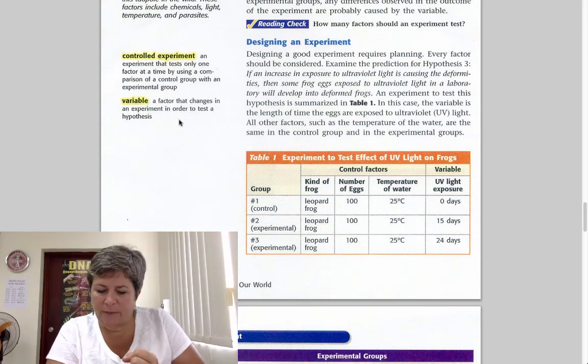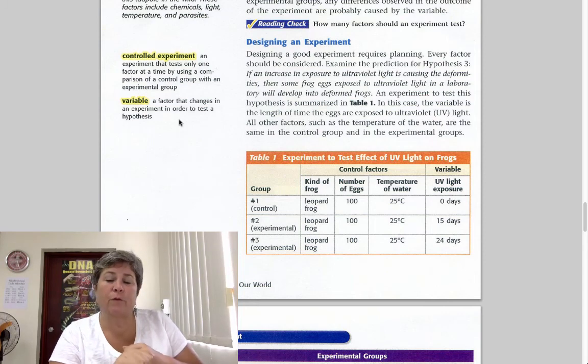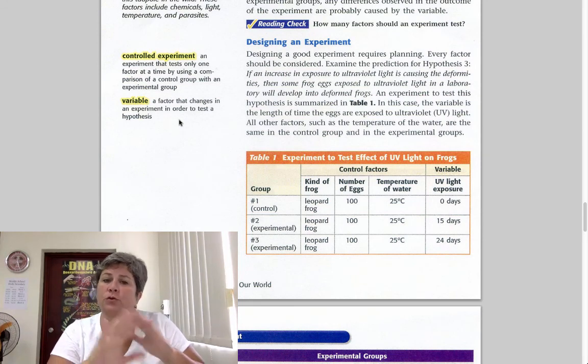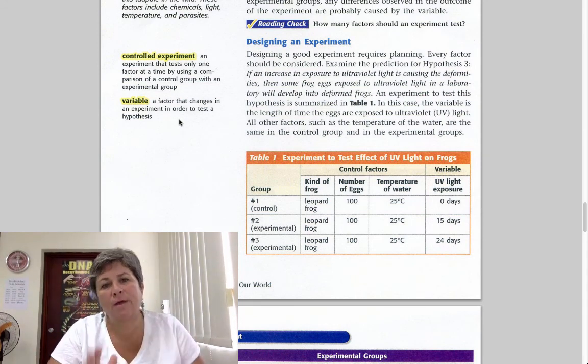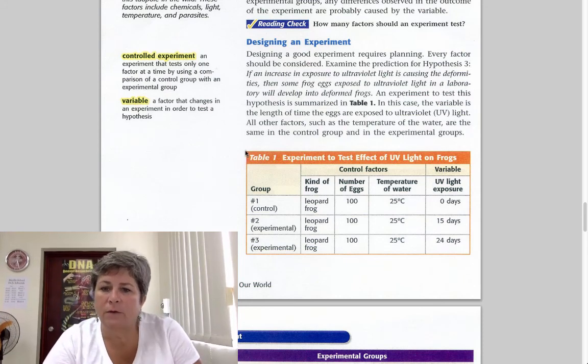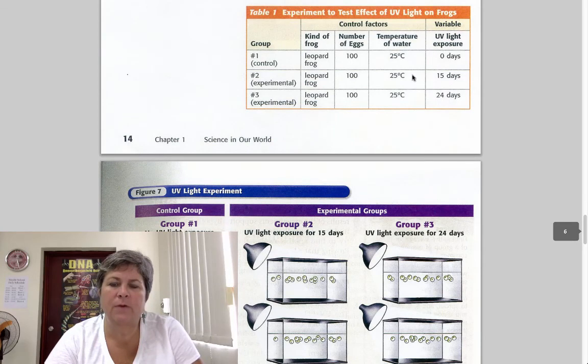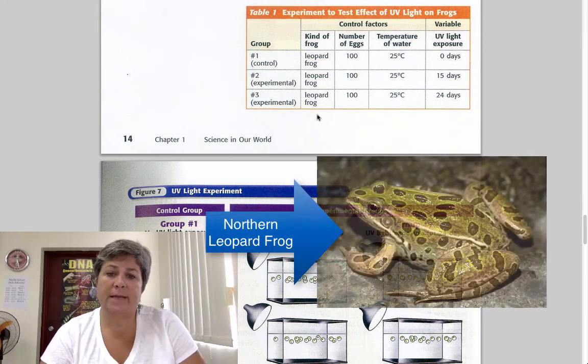And then our dependent variable is going to be if we have deformities or not. Now, in a good experiment, remember, we have to control all the other variables or all the other factors that might affect the outcome. So if you'll look at this table that they have here, this will give you an idea of the three groups. Okay, so they have control group 1, and that's 0 exposure to UV light. And then if you notice that the kind of frog eggs that they're using are the same. They're using leopard frog eggs for all three setups.